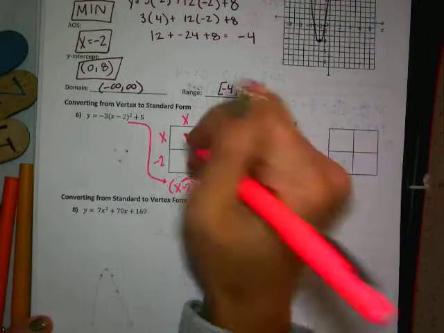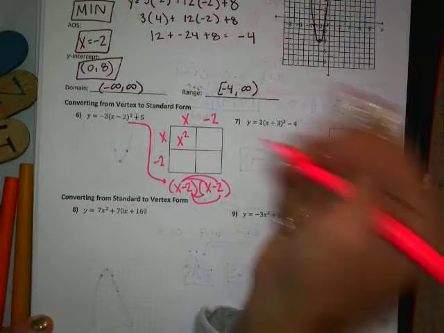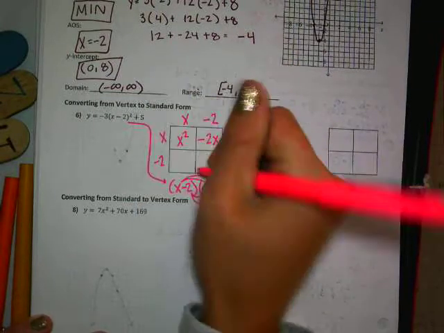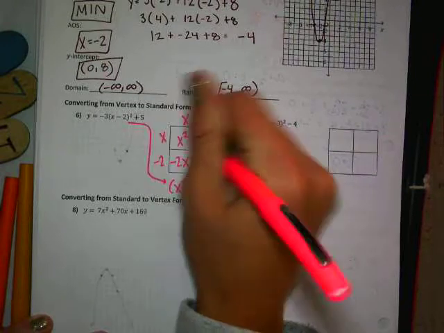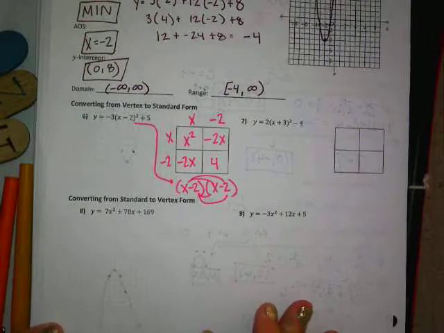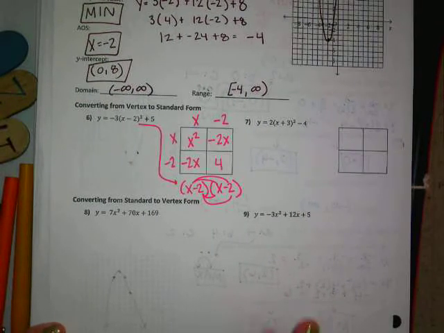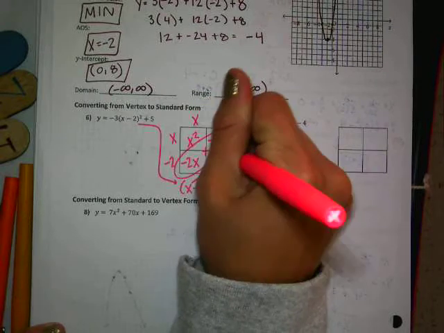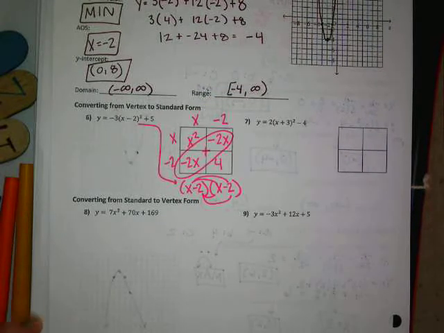So x times x is x squared. x times negative 2. x times negative 2. Negative 2 times negative 2 is positive 4. If you did this correctly, these guys should be able to be combined and you can add them up.